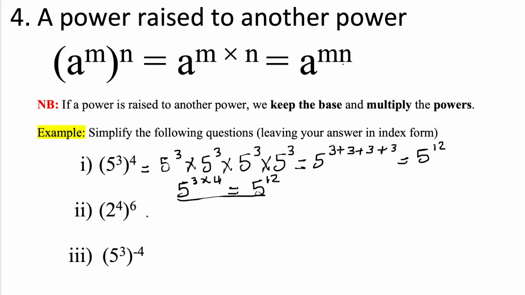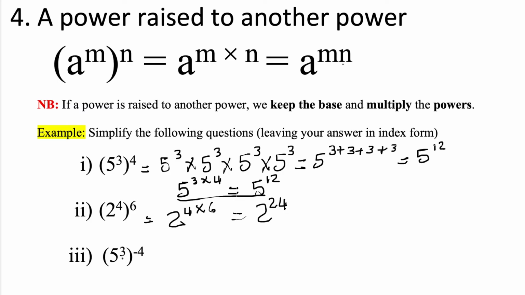Now for a second example that is here, we have 2 raised to the 4th power, which is raised to the power of 6. So all we need to do is keep the base, and we multiply 4 and 6. So our final answer here is 2 raised to the power of 24.